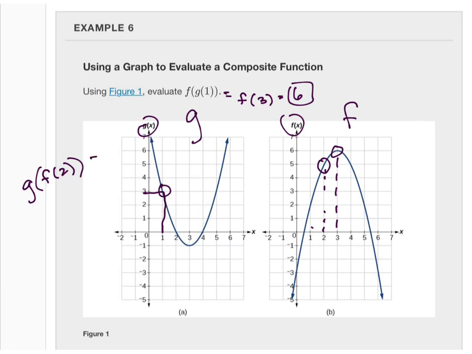So now I'm going to evaluate g of 5. So when x is 5, g is 3. Can we do it? Not so bad?